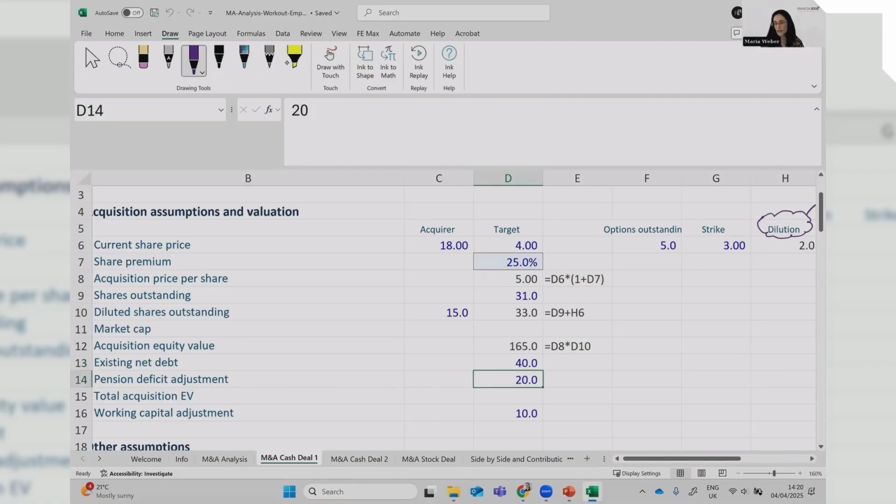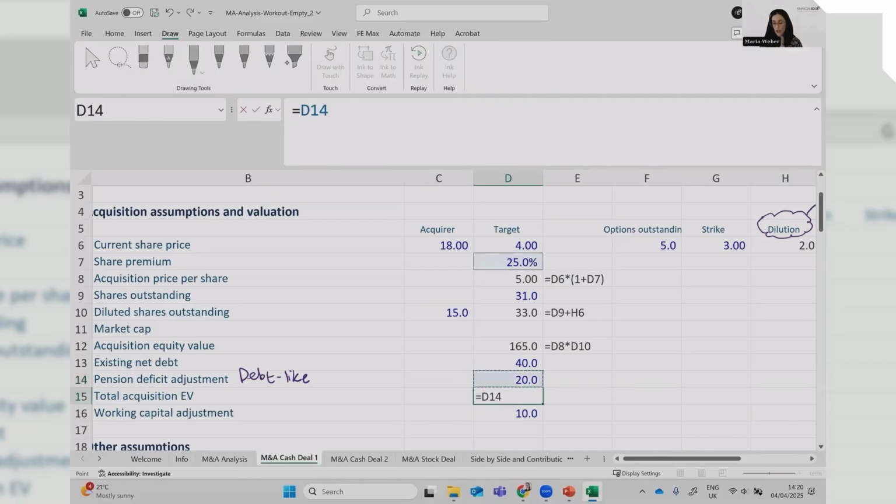And then this pension deficit adjustment, this is a debt-like item. Yes, it's not a loan like from a bank, but it is a financial debt obligation on the company. They've got a shortfall in their defined benefit pension scheme, which means they actually are on the hook for more pension payments than the assets that they have. So that's a debt obligation.